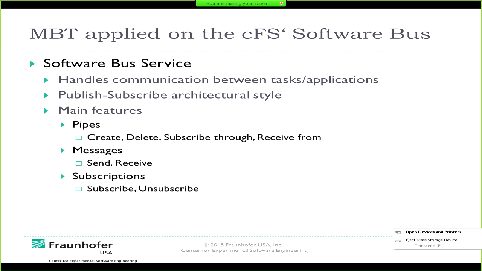All right. So a little bit about the software bus itself. Maybe many of you already know about the software bus, but I'll just quickly summarize it. It handles communication between tasks or applications. Publish-subscribe architecture style, meaning messages can be published by one task, go to the bus, and if there are matching subscribers, they will be delivered. What are the main features that we have modeled? We model functions related to creating a pipe, deleting a pipe, subscribe, unsubscribe, send, receive. Those basic features of the bus we modeled.